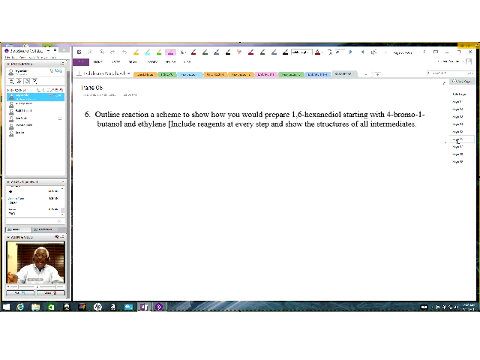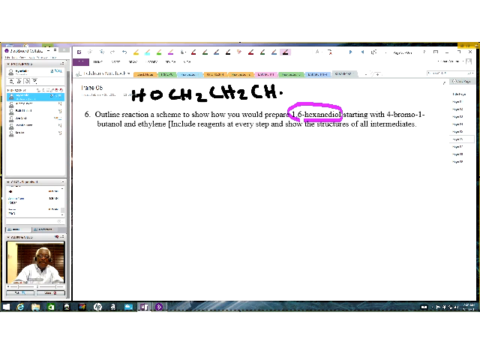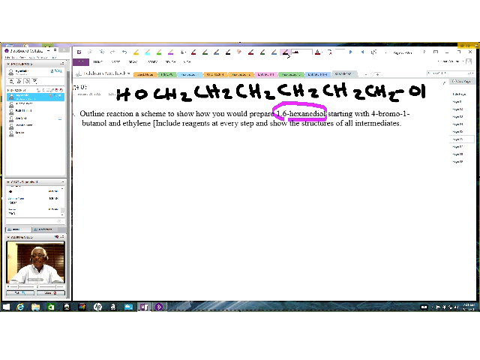Okay, so now what we have here is this molecule, 1,6-hexanediol. That is what they want us to make. Let us write what that structure is. 1,6-hexanediol, this molecule here. Okay, so that is 1,6-hexanediol. That is what they want us to make.